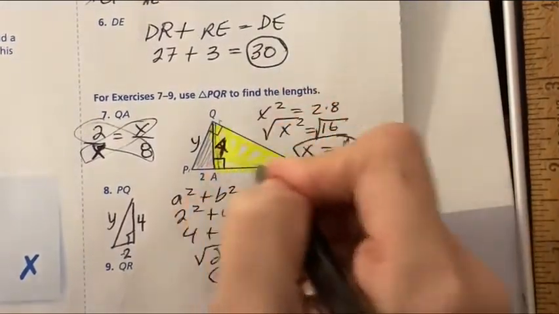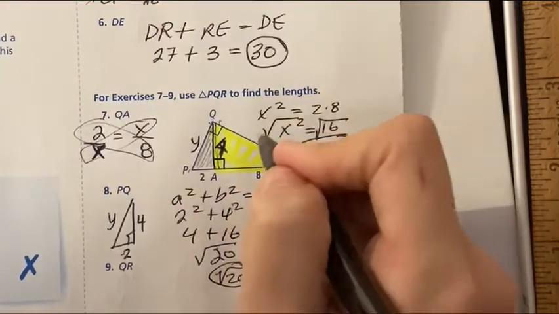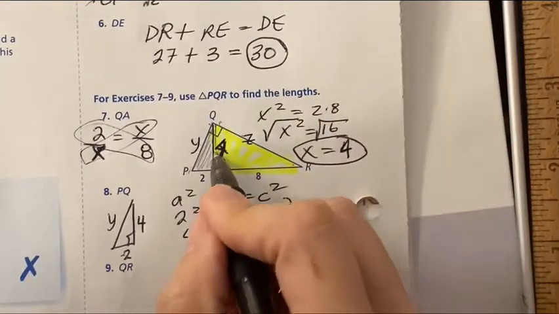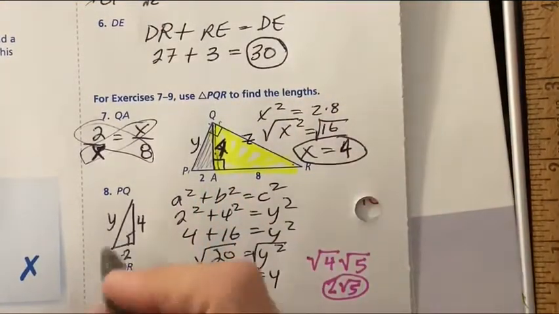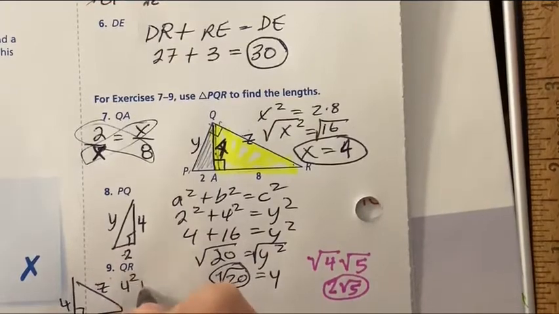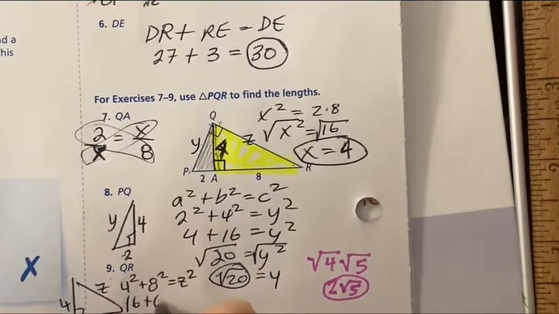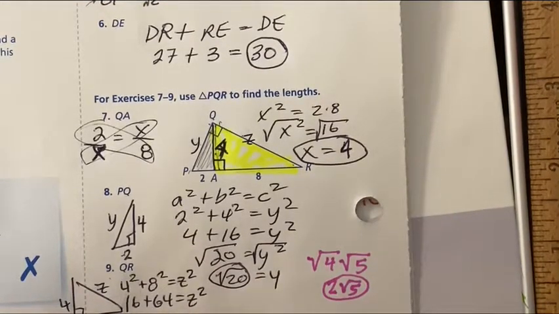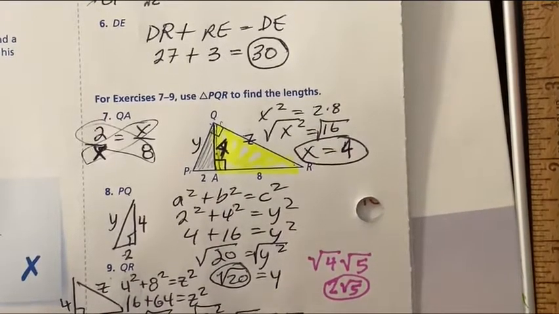QR is the hypotenuse of the teen, so we could call that Z, and we know a 4, an 8, and a Z. So let's do it. A 4, an 8, and a Z. We're going to order them least to greatest: 4 squared, 8 squared, Z squared. I think we got this before. So we'll take the square root of each side, and we get the square root of 80.